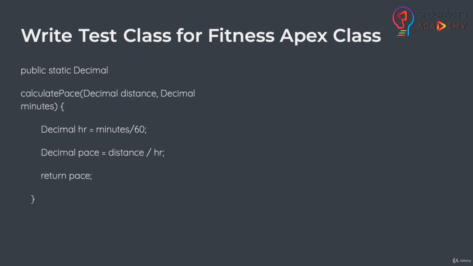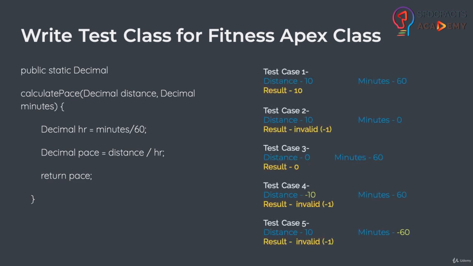Now let's talk about the second method, which is calculate pace. For this method as well, I came up with 5 different tests. The first one is with positive numbers for both distance and minutes. When the distance is 10 km and minutes is 60, then we are expecting the result as 10 km per hour. The second case is when distance is 10 but minutes is 0. Again, it's a divide by 0 situation and we should get an invalid result from our calculate pace method. So it should return -1.